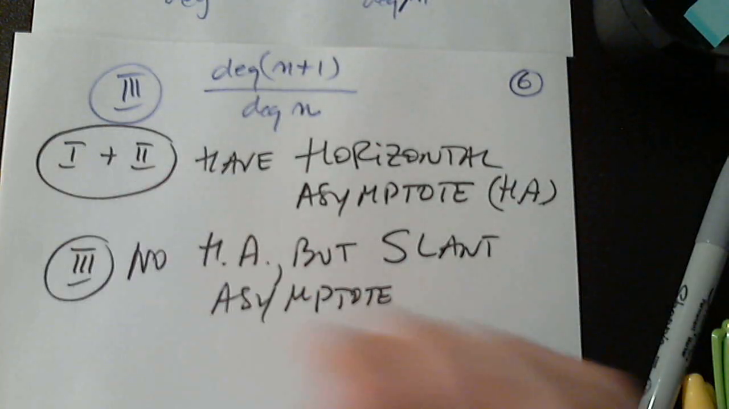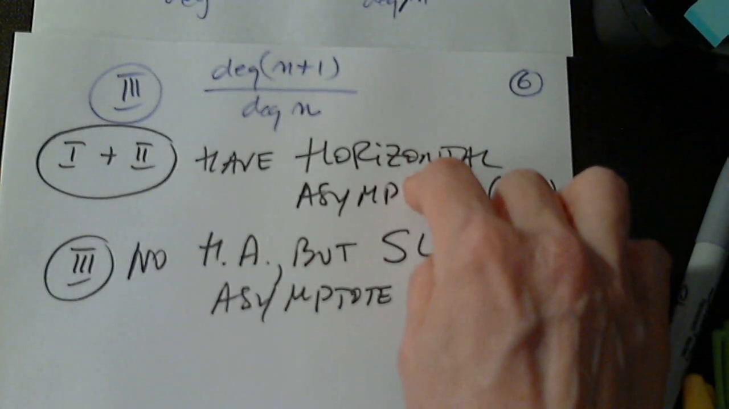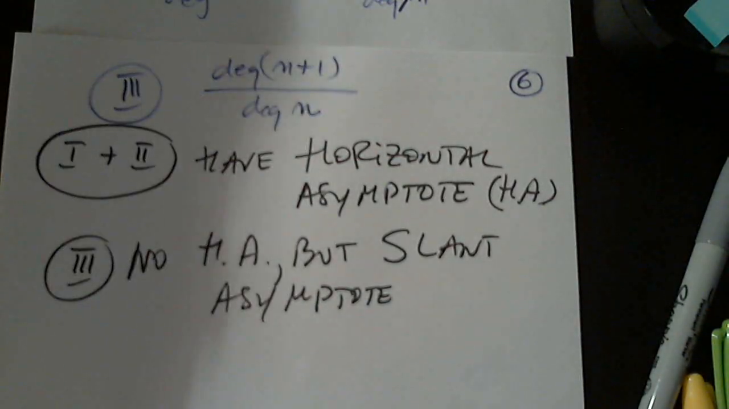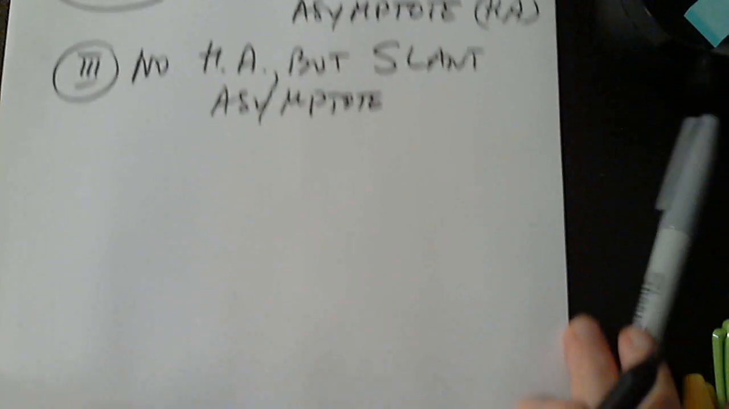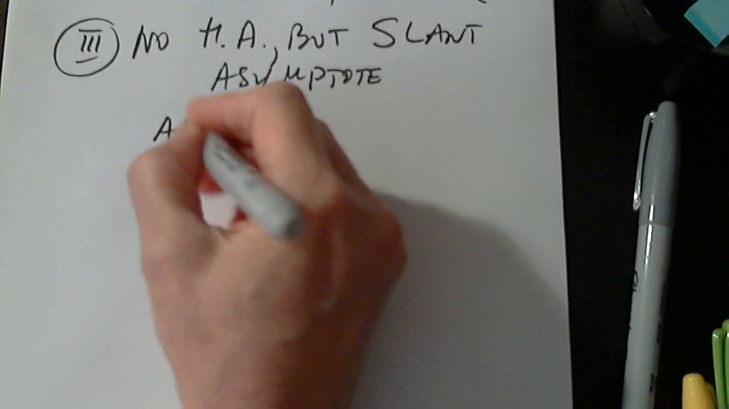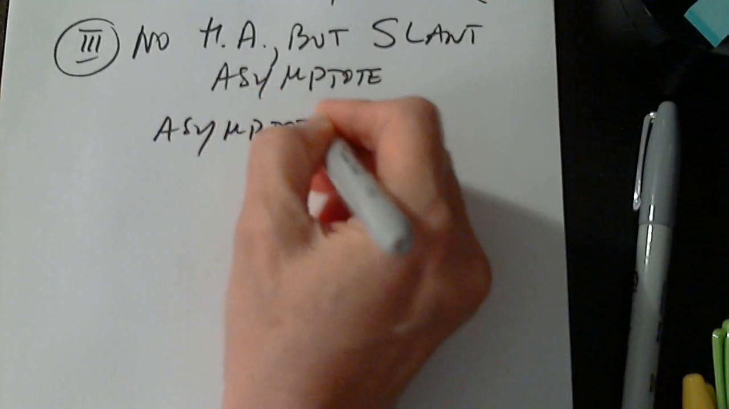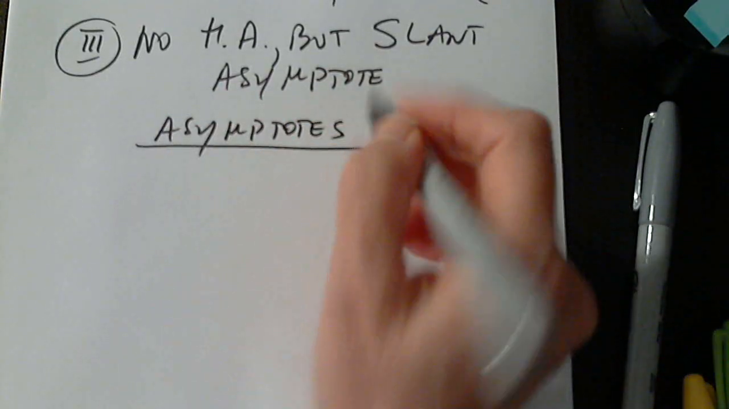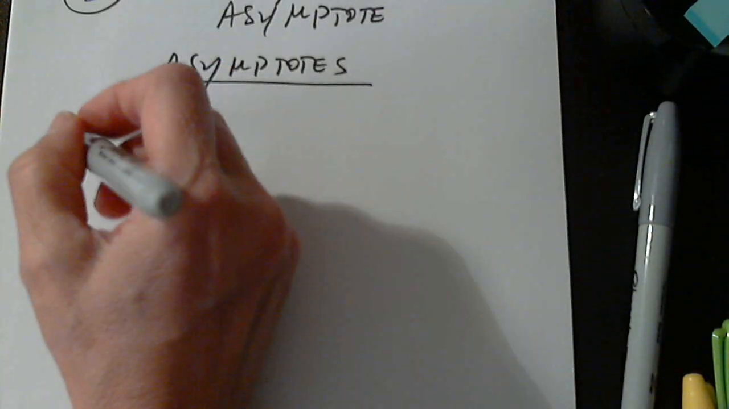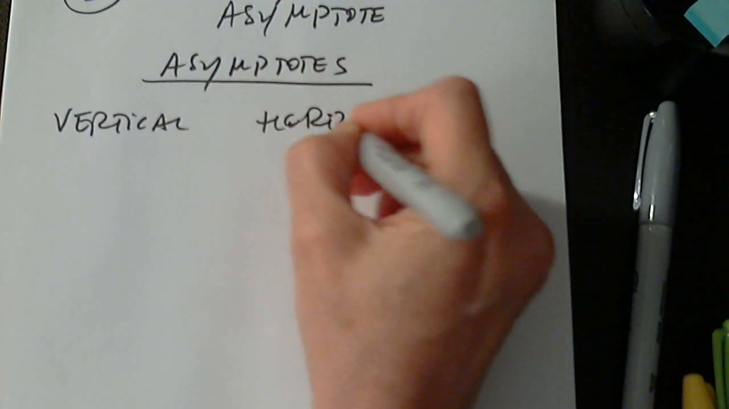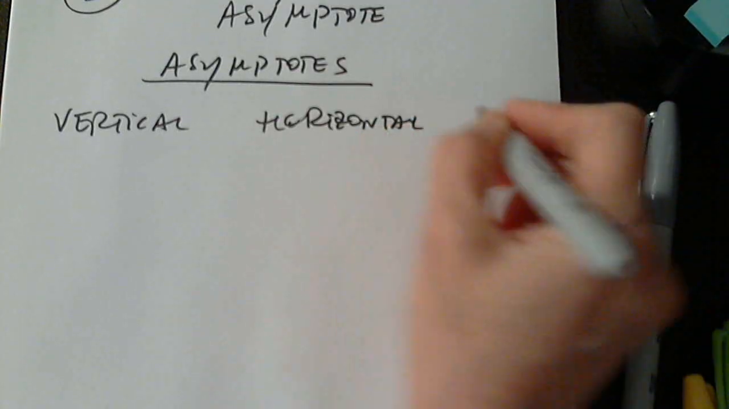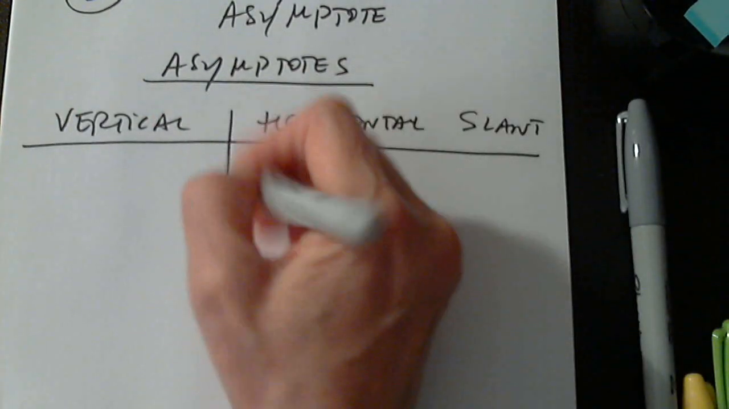Okay, we're going to look at examples in a moment. What is a horizontal asymptote? What is a slant asymptote? And do we remember there is a third type of asymptote? What are these asymptotes? So vertical, horizontal, slant. 3 different types.